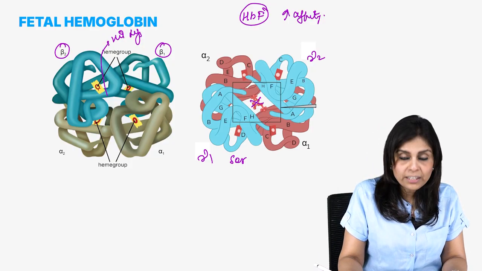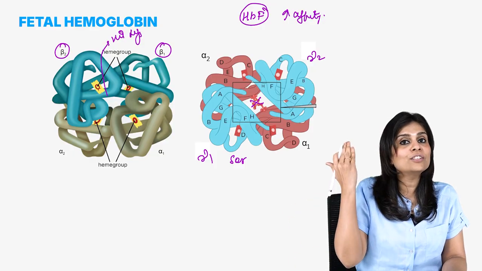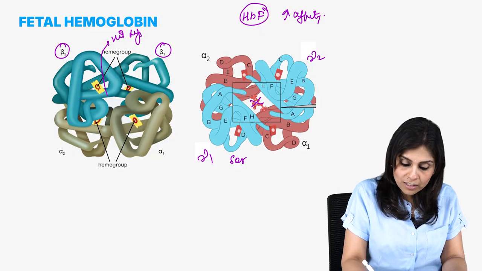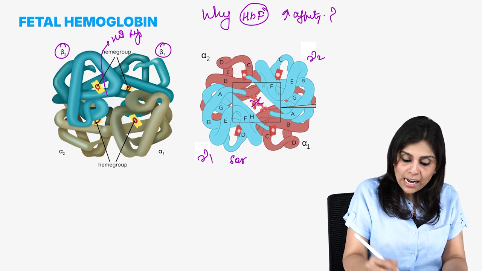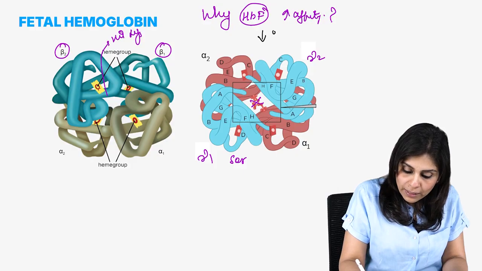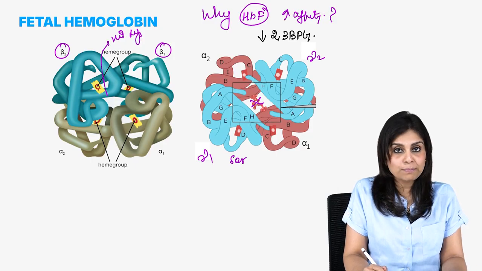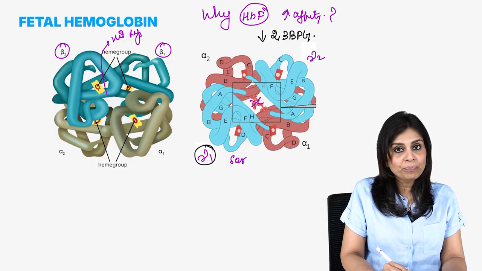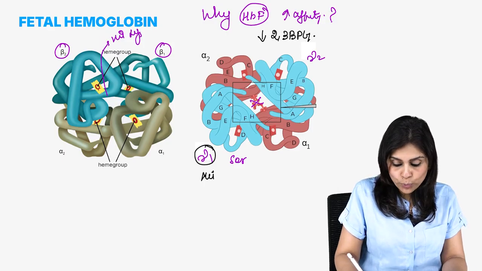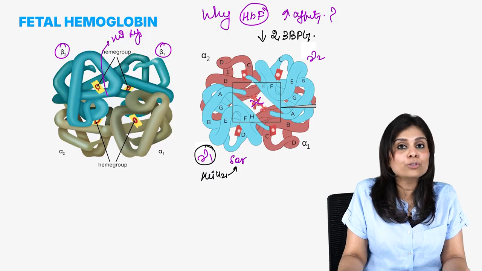When there is reduced affinity for 2,3-BPG, what will happen to affinity for oxygen? Affinity for oxygen increases. So if you are asked, why does fetal hemoglobin exhibit higher affinity for oxygen? Your answer should be because fetal hemoglobin exhibits lower affinity for 2,3-BPG. And if you're asked, why does it exhibit lower affinity for 2,3-BPG? Your answer should be because fetal hemoglobin has got alpha 2 gamma 2. In gamma chain, histidine H21 is replaced by serine. So the number of positive charges in the central cavity is reduced.